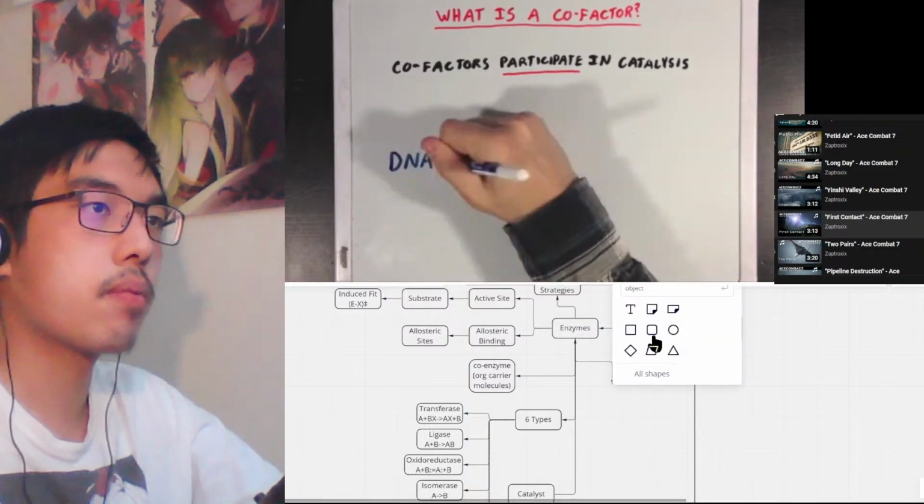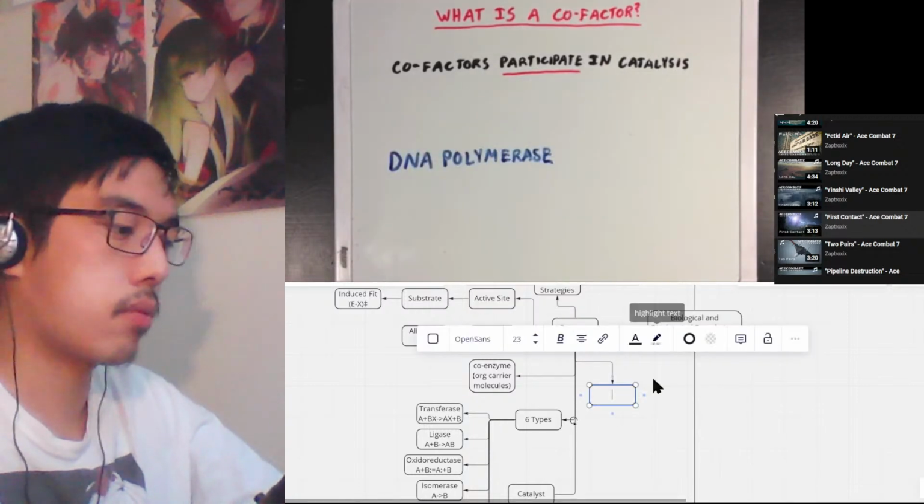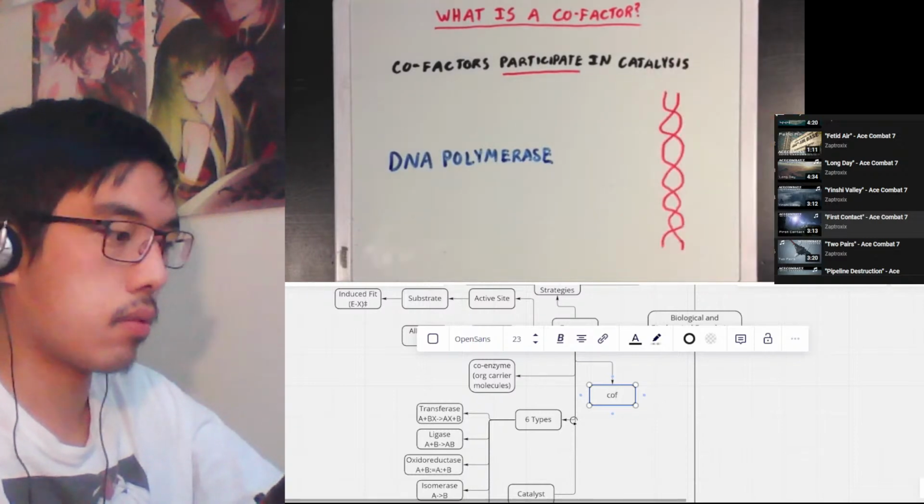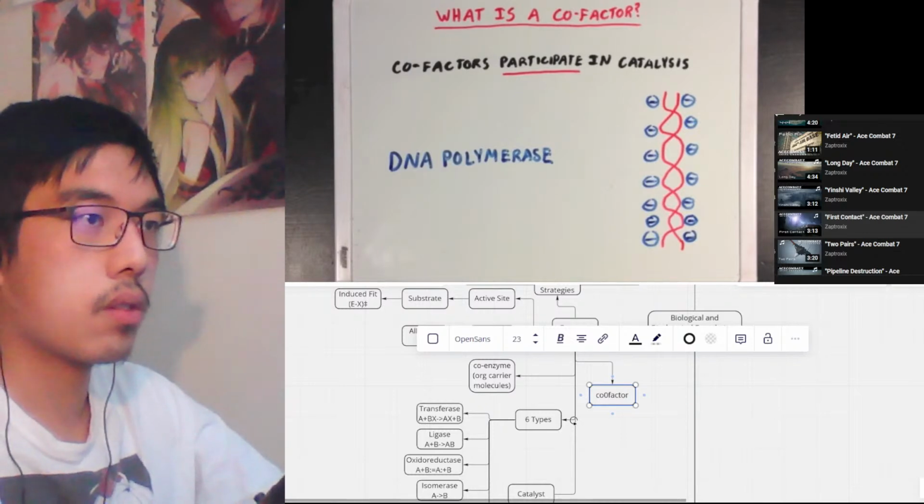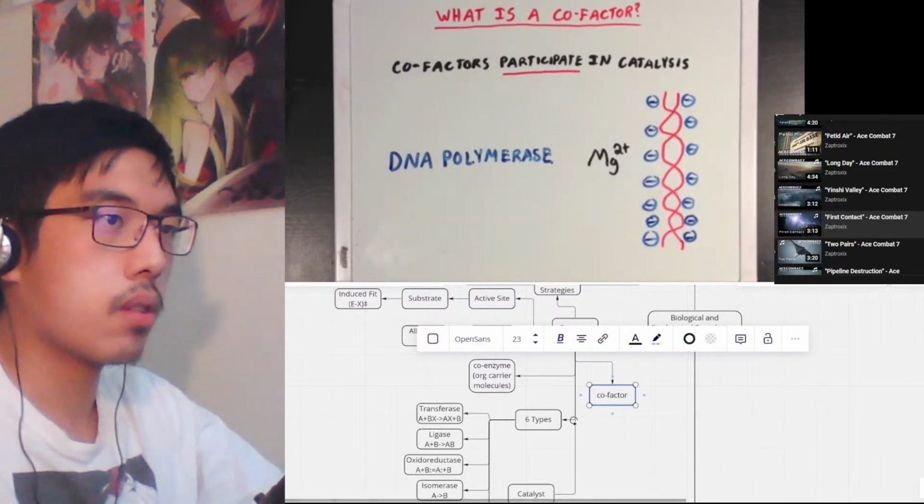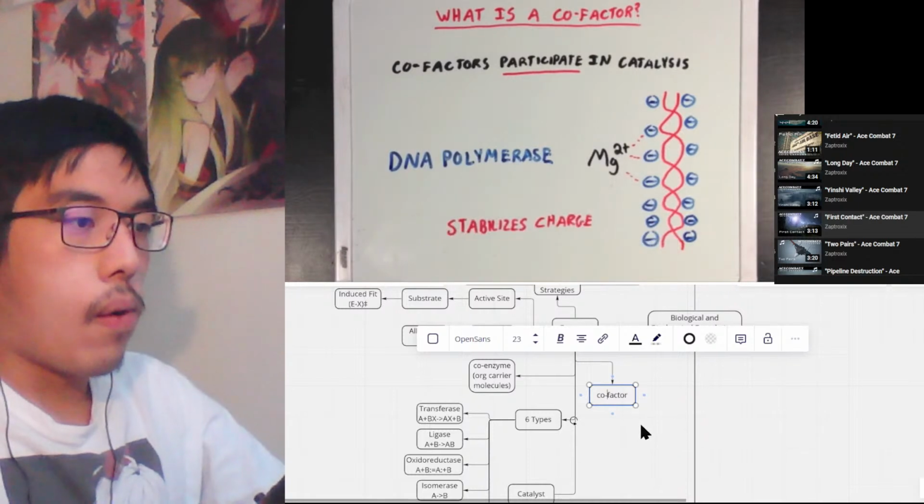A great example of this is with the enzyme DNA polymerase. Remember that DNA polymerase is responsible for helping out with synthesizing new DNA during DNA replication. Now, you may remember that DNA is a very negatively charged molecule because of all the negatively charged phosphate groups that you'll find around it. Well, DNA polymerase uses a magnesium ion as a cofactor, which can use its big positive charge to stabilize all that negative charge on DNA.